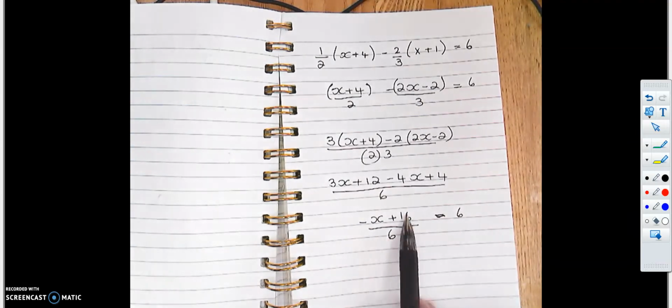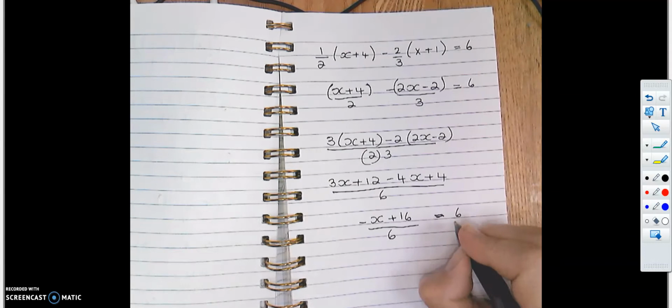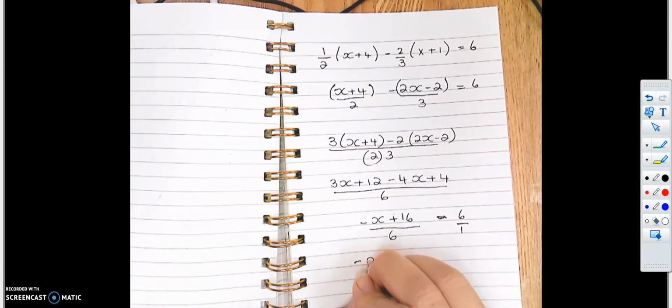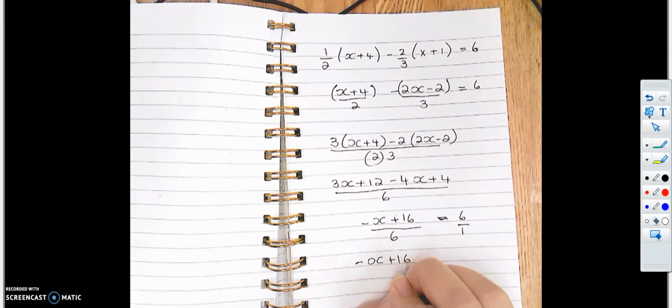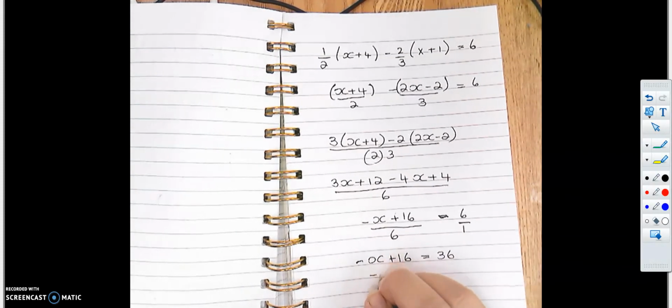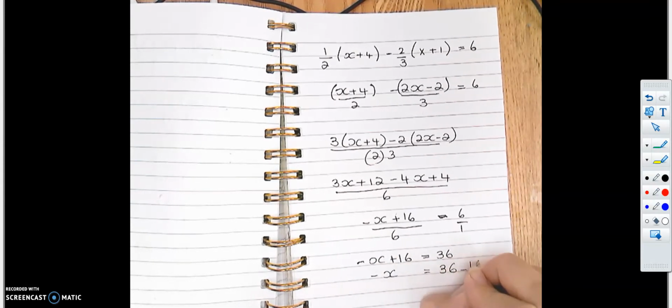All right, so now we've got a fraction equal to what could technically be another fraction. So if you imagine that's over 1. Now we've got the equal sign in between two fractions, so base comes up, base comes up. So we're having 1 times minus x plus 16, so that just stays the same. And 6 times 6, which gives you 36. So we get minus x is equal to 36, take away 16.